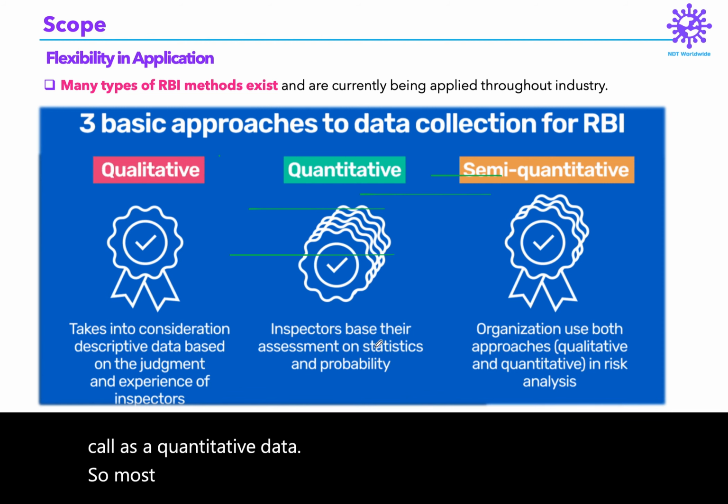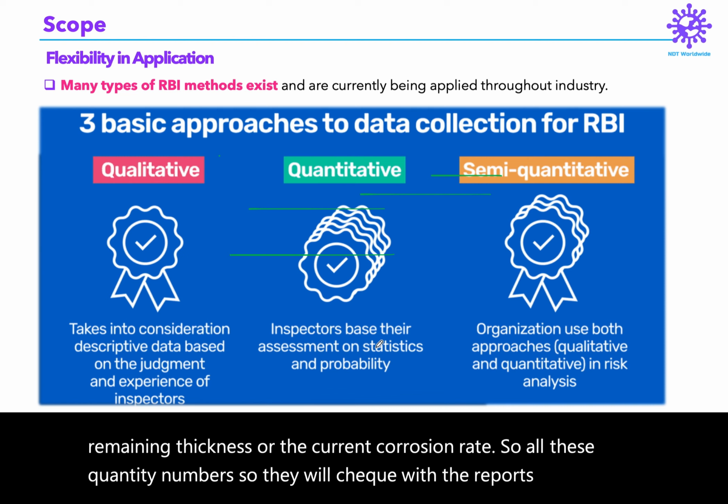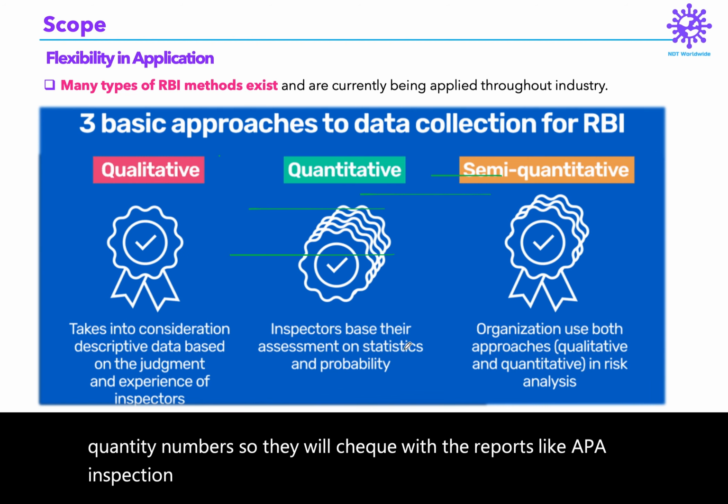So most of the time here we can say statistics or numbers, like remaining thickness or the current corrosion rate. All these are quantity numbers. They'll check with reports like API inspection reports or NDT reports. And sometimes it is a mix of these two.